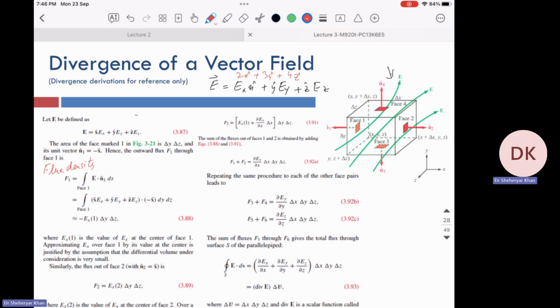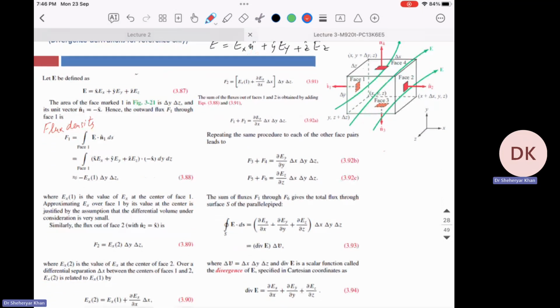Now, if you apply the same method on phase 2, you will get exactly the same answer, but you will get Ex2 because that's on the phase 2 side. So you use the subscript 2 because we do not have values.